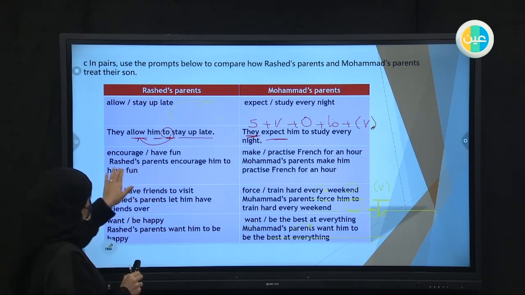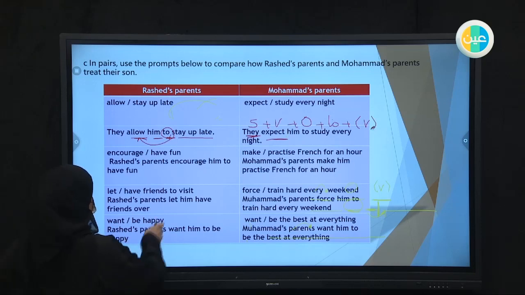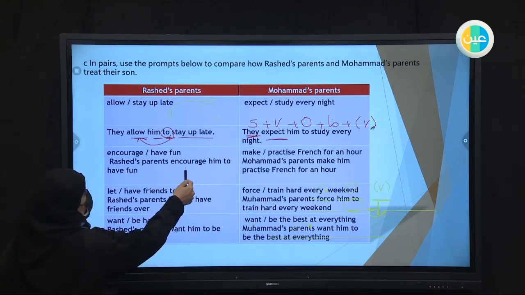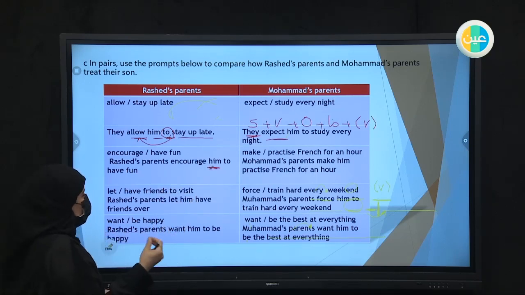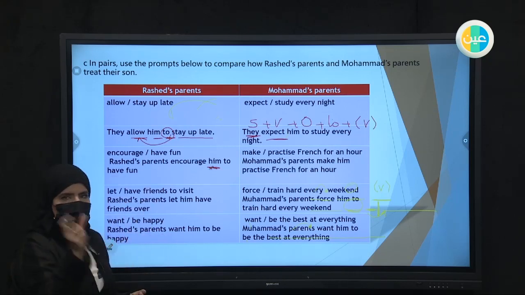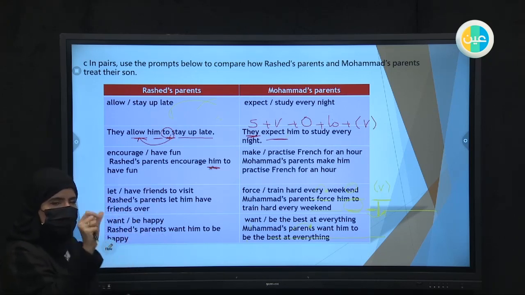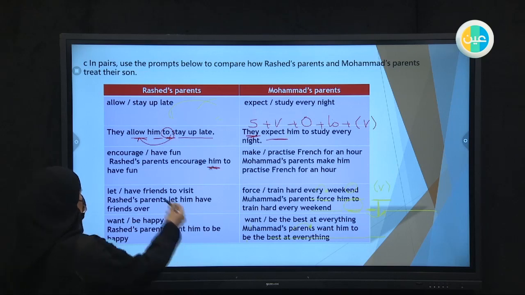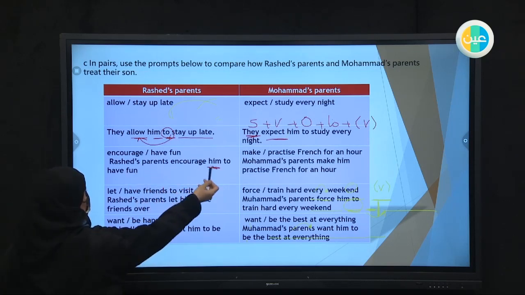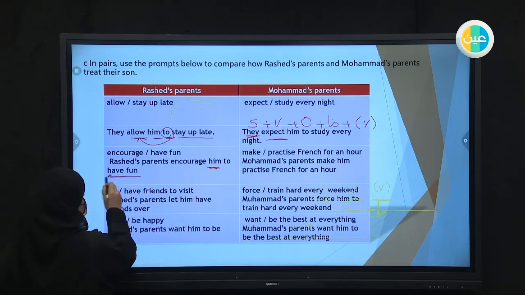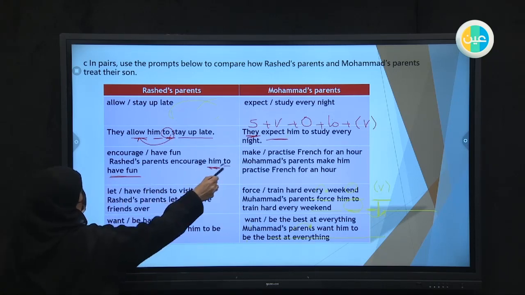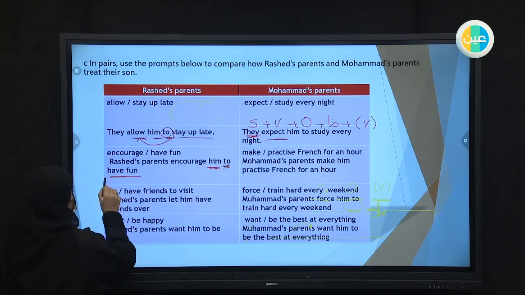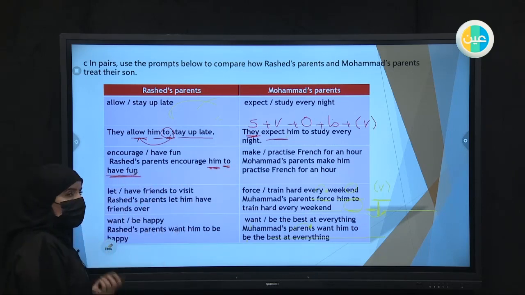Rashid's parents encourage, meaning encourage him or encourage Rashid, but it's not good to mention Rashid again. You have to refer to Rashid with the pronoun. So Rashid's parents encourage him to have fun. As you notice here, we write to, then the verb as it is without any additions.